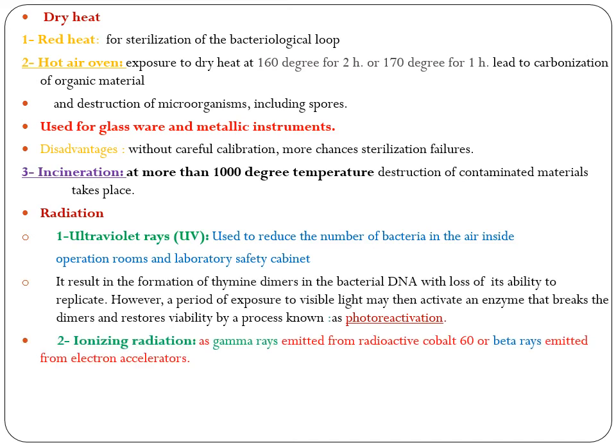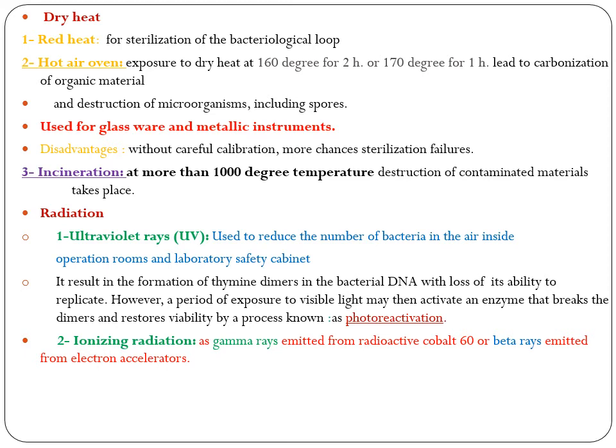The first one is ultraviolet rays, which are present in sunlight, and we can produce them in the lab. It is used to reduce the number of bacteria in the air inside the operation room and laboratory safety cabinet, so we can apply UV light in these places. It results in the formation of thymine dimers in the bacterial DNA with the loss of its ability to replicate. However, a period of exposure to visible light may then reactivate an enzyme that will break these dimers and restore the viability, or the ability of the bacteria to replicate. This phenomenon is called photoreactivation.